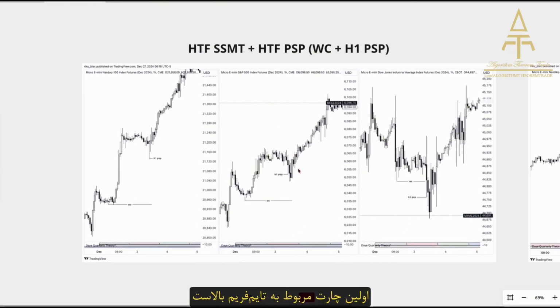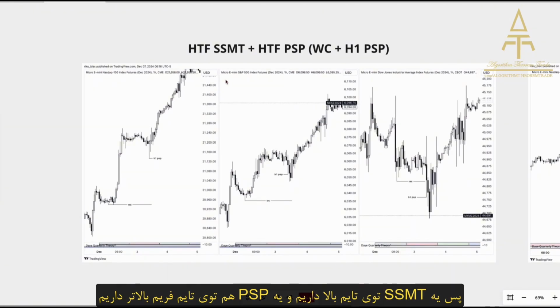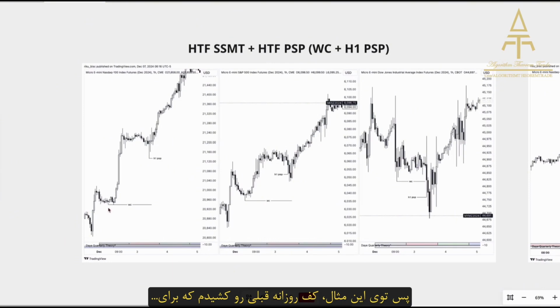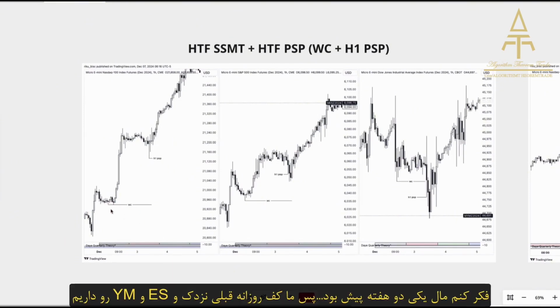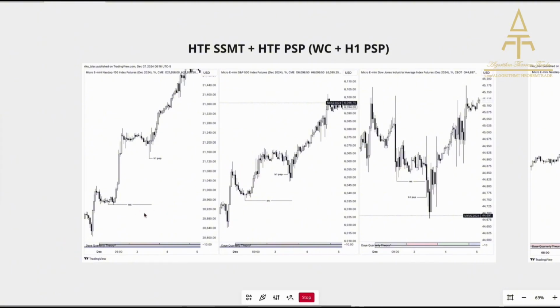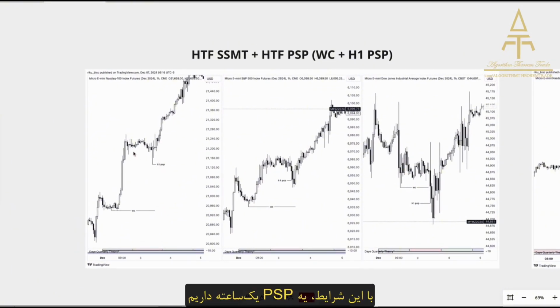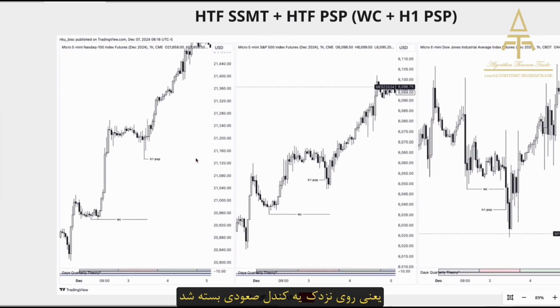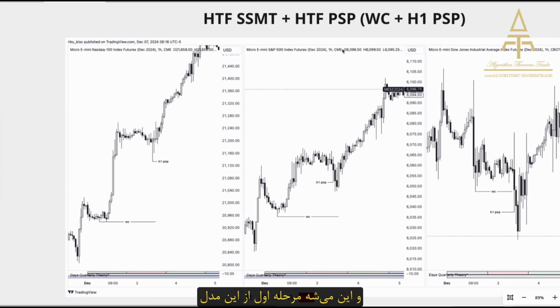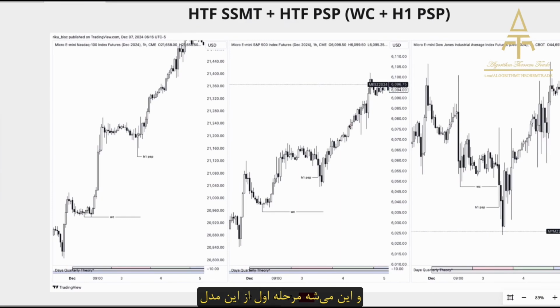First chart is the higher time frame chart, where we have a higher time frame sequential SMT and a higher time frame PSP. So in this example, I drew out the previous day low of, I think it was a couple of weeks ago. So we have previous day low of NQ, and ES and YM is clearly trading below. With that, we have a 1 hour precision swing point. So we close bullish on NQ and then bearish on ES and YM. That's the first stage of the model.